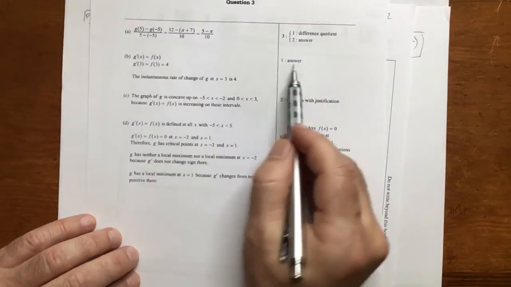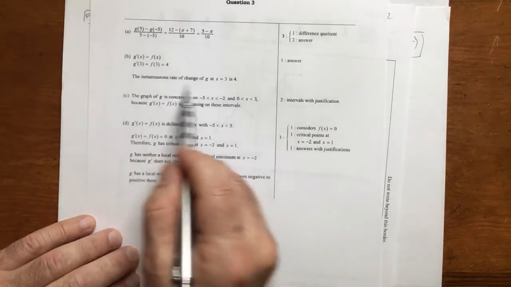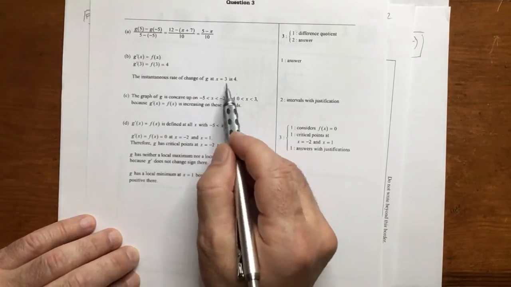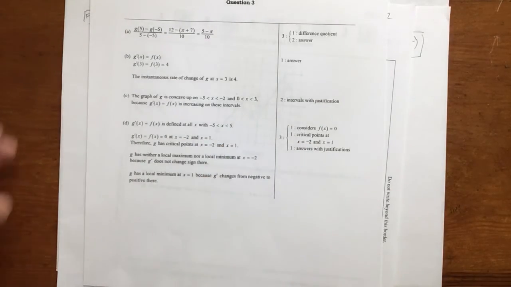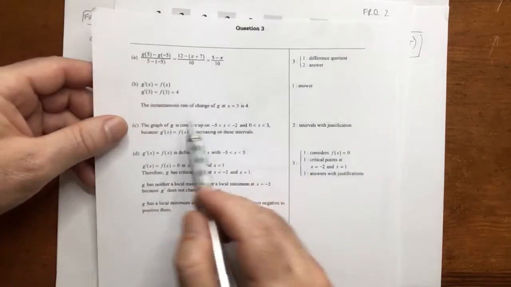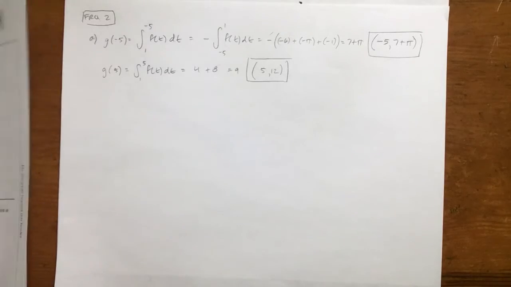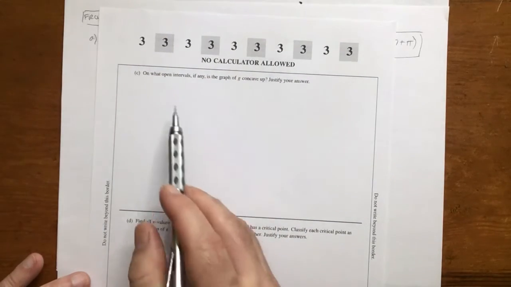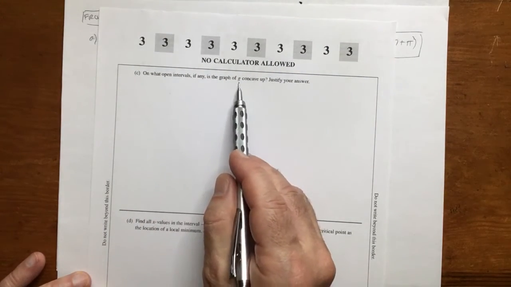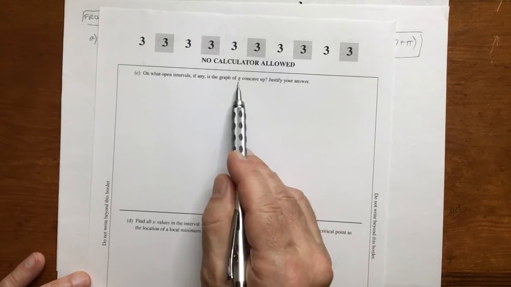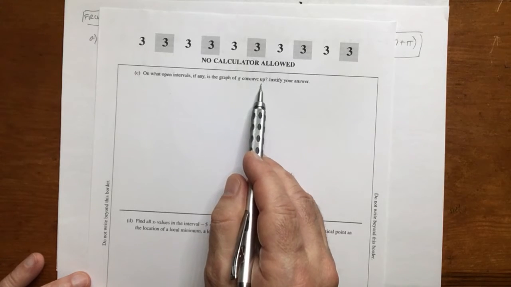Notice that they want this written out again. The instantaneous rate of change of g at x equals 3 is 4. So always write your answers out fully. Show that you understand each part of the problem. Okay, part C. On what open intervals is the graph of g concave up? So now this is a second derivative problem.